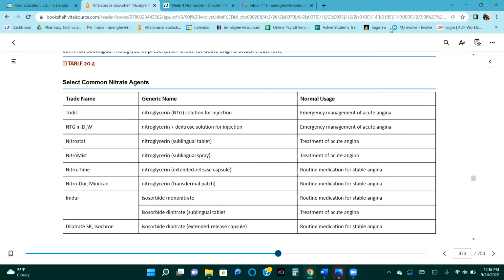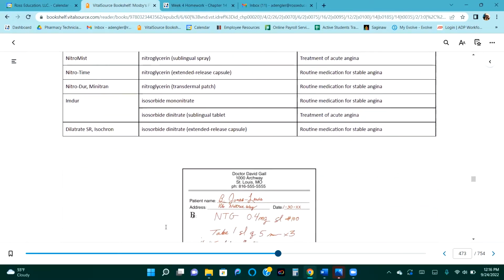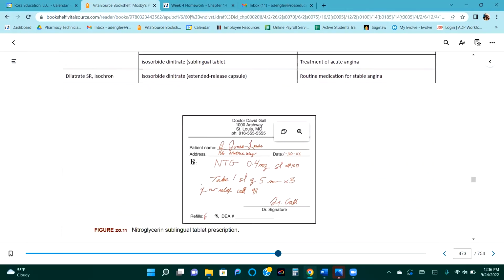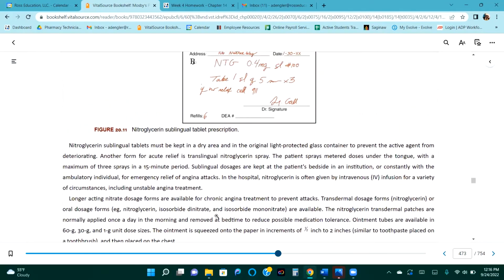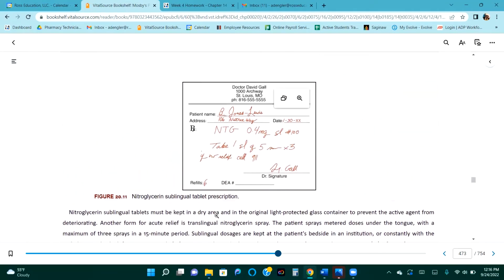Table 20.4 lists select common nitrate agents. Nitroglycerin comes in a bunch of different types of medications and dosage forms. Also isosorbide mononitrate and dinitrate. Here's a prescription for nitroglycerin, 0.4 milligrams sublingual. They want the patient to take 1 tablet sublingually every 5 minutes times 3 doses. If no relief, call 911.